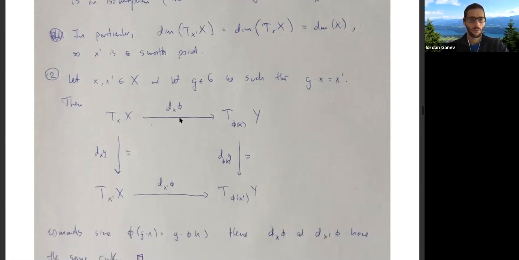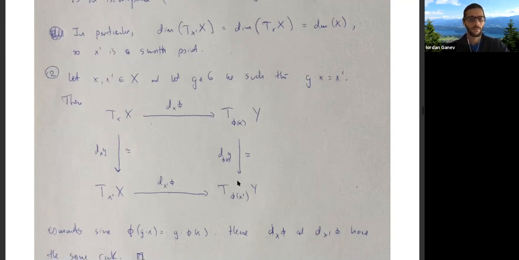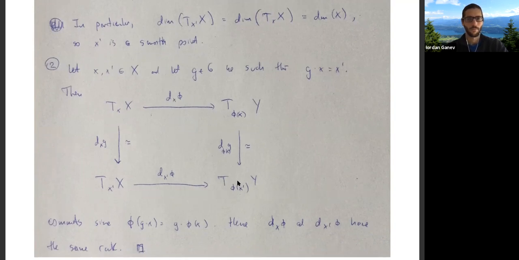Okay, and so since this diagram commutes, and these vertical maps are isomorphisms, the two horizontal maps have the same rank. So that's what we wanted to show. All right, does that make sense?